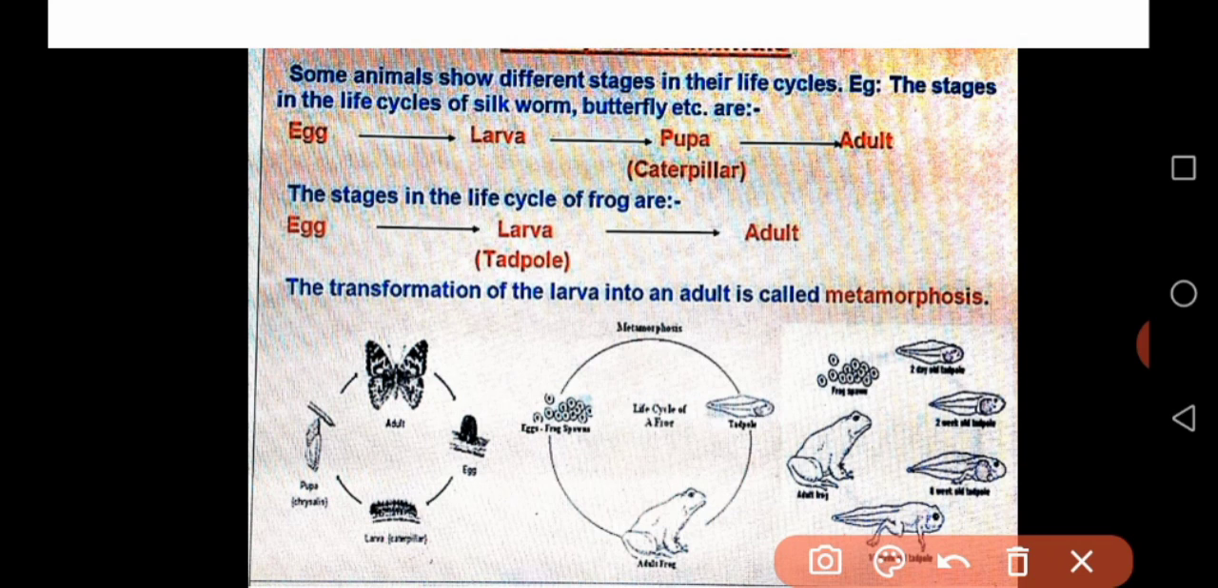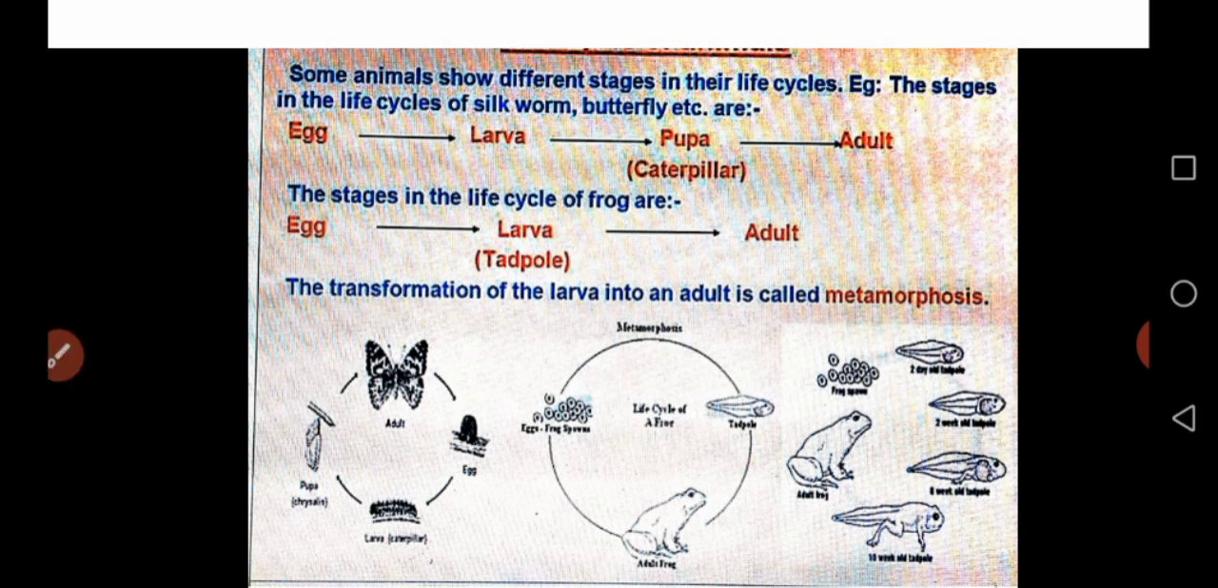That pupa is a very important stage of the butterfly, and it is also called the caterpillar. Pupa and caterpillar are both the same. The pupa or caterpillar stage forms after the larval stage. After the pupa, the final stage takes place, that is the adult, the adult butterfly. This is a very simple cycle of that very important animal.